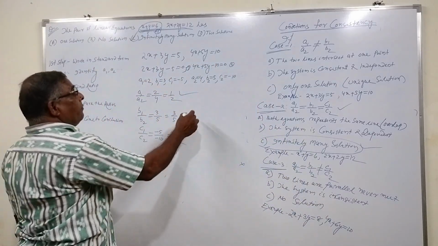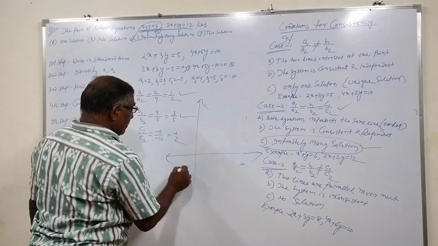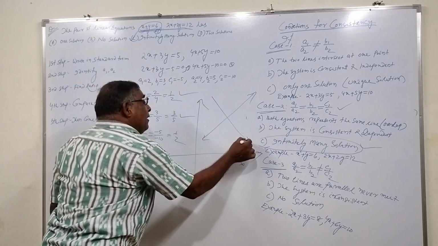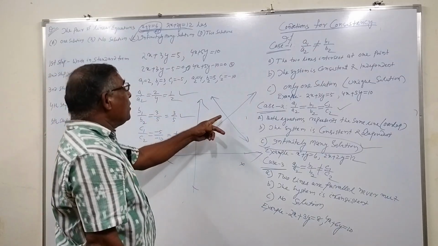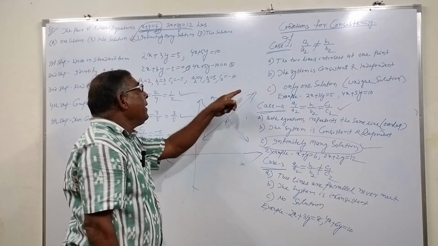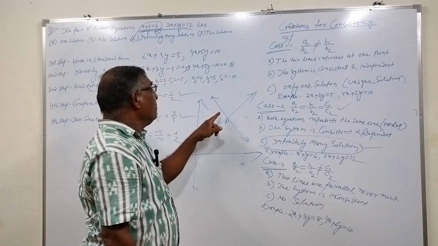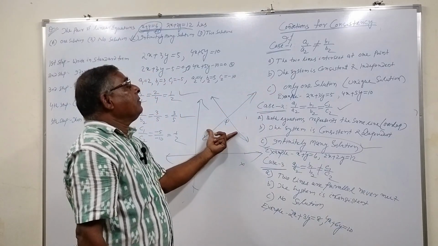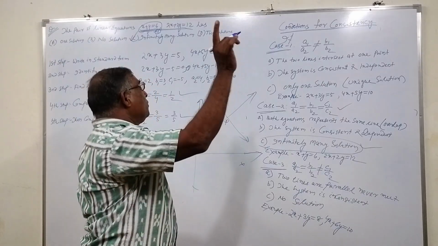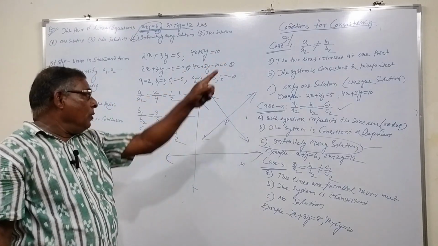If we plot on graph paper, the first equation will be a straight line, and the second equation will also be a straight line. The two lines intersect at point P. P is the common point in both lines. So two lines intersect at one point if A1 by A2 is not equal to B1 by B2. The system is consistent and independent, with only one unique solution, no more than one solution, if A1 by A2 is not equal to B1 by B2.